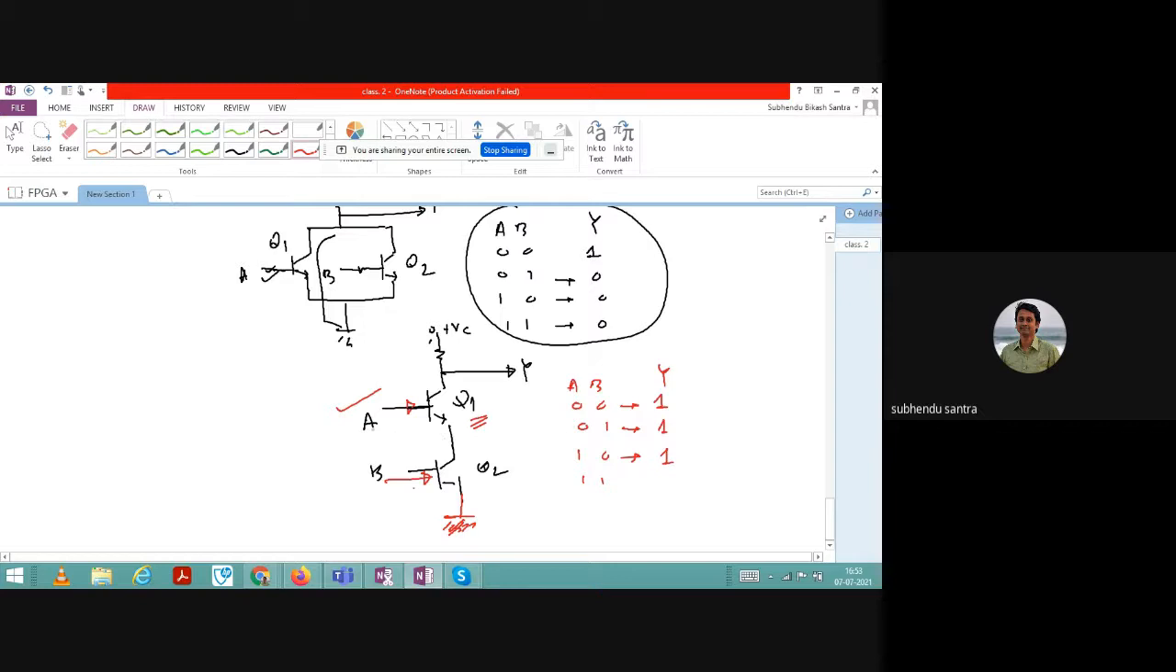Now if both are 1, 1 and 1, then at that point of time the current can flow, and then I can say it is 0. So you can see 0, 0, 1; 0, 1, 1; 1, 0, 1; and then 1, 1, 0. Which type of gate is it?